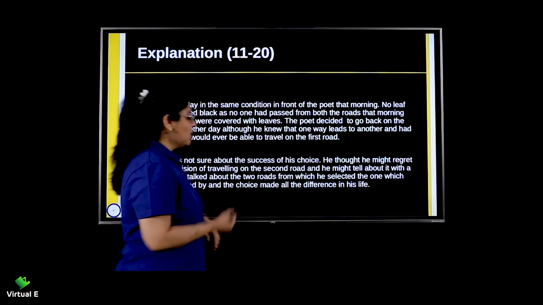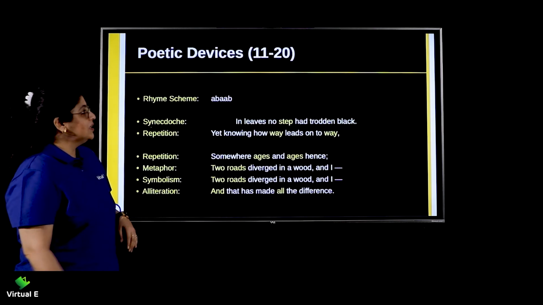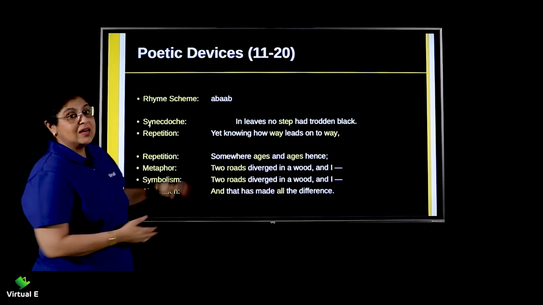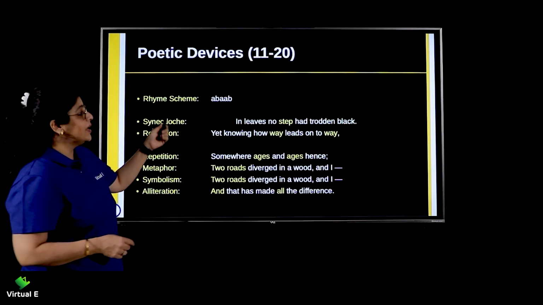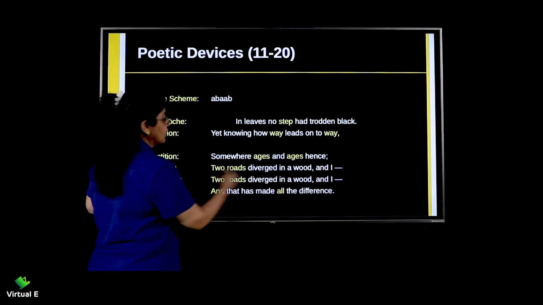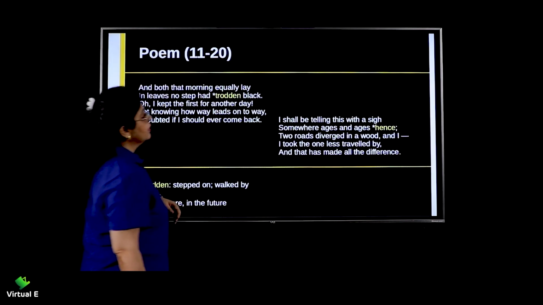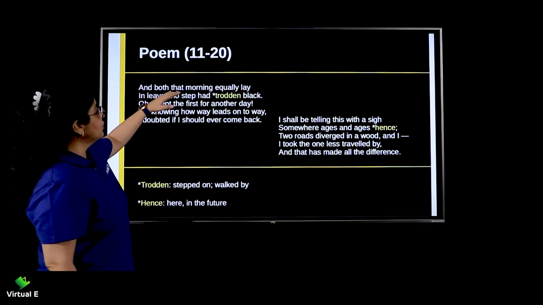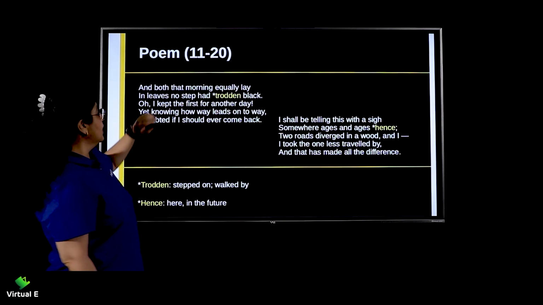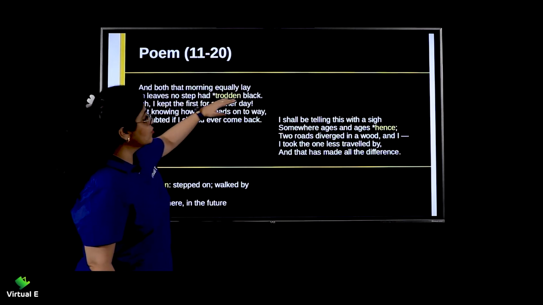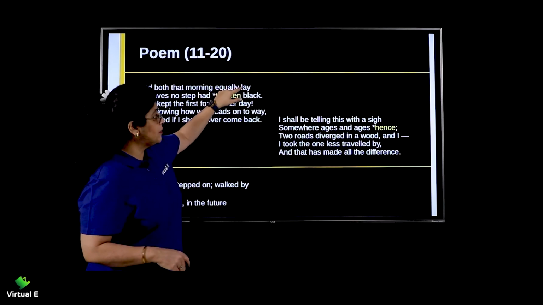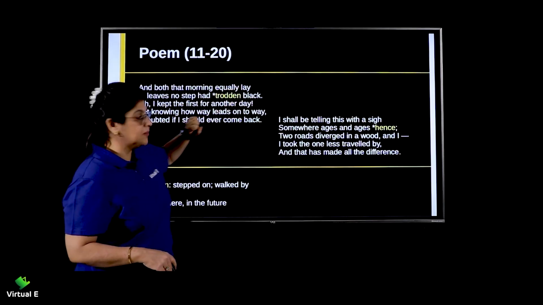Yes? So, what is this poem actually giving you in the figures of speech for lines 11 to 20? Again, you have the rhyme scheme, A, B, A, B. It's the same thing. You want to see that again? Okay, let's see. "And both that morning equally lay," that's A. "In leaves no step had trodden black." Now lay and black are not rhyming words. So this becomes A and this becomes B.